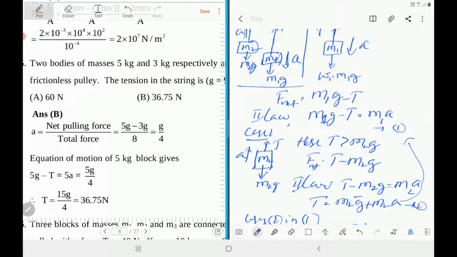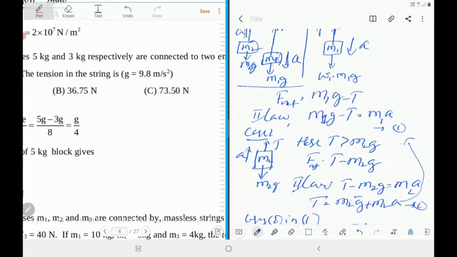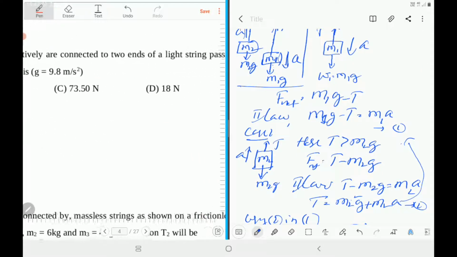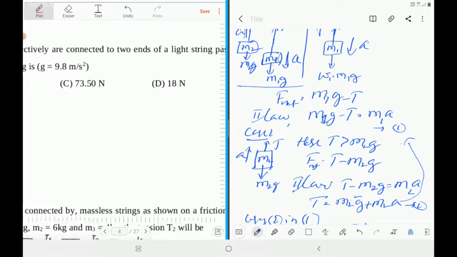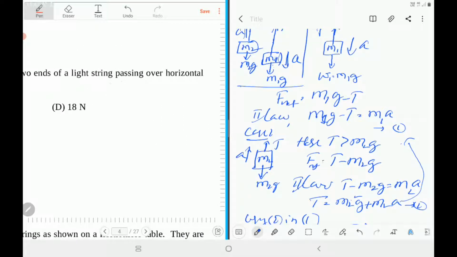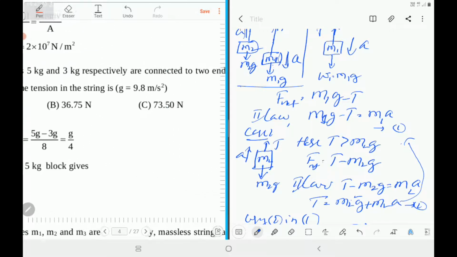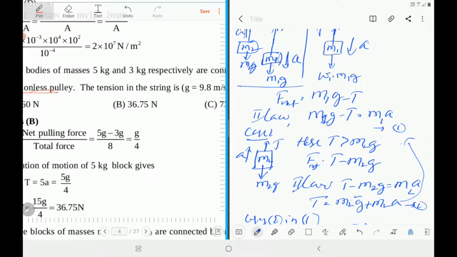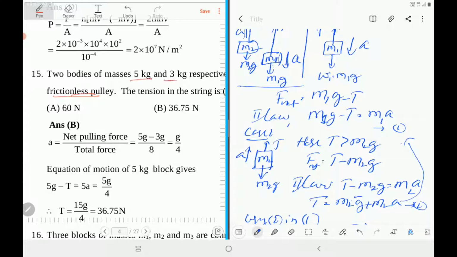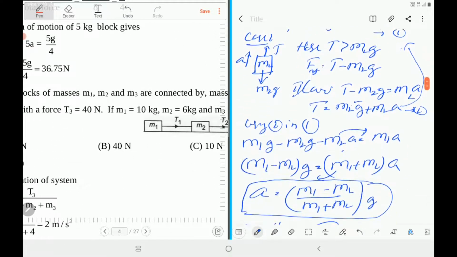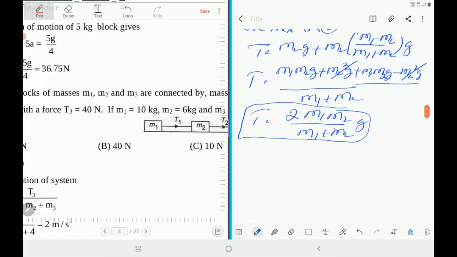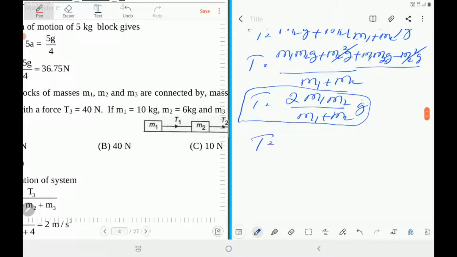Two bodies, masses 5 kg and 3 kg respectively, are connected to two ends of a light string which passes over a frictionless pulley. Tension in the string is, see, the masses 5 kg, 3 kg, that's all. You have to find tension. See here, an expression for tension. What is tension T? Tension T, problem number 14.